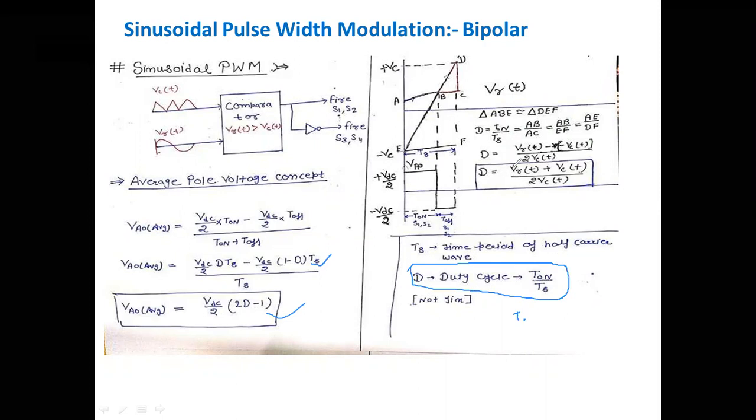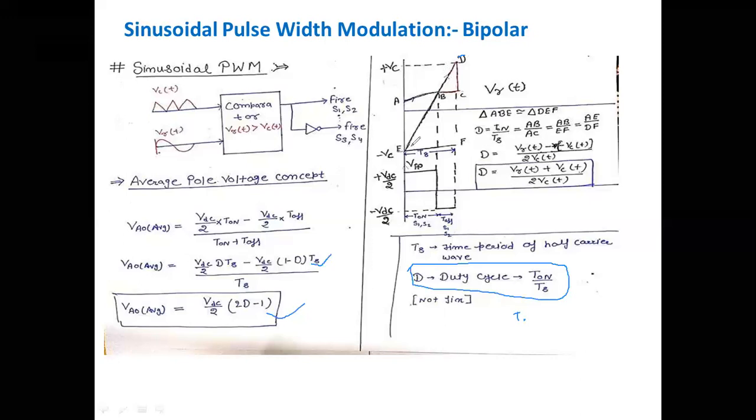Now I want to calculate the value of D. Okay, I want to calculate the value of D from this. So here, as I told you, this is your reference signal and this is your carrier signal. Okay, now take these points as it is. This is D point. Now take the triangle AEE and the triangle BEF. These two are similar triangles.